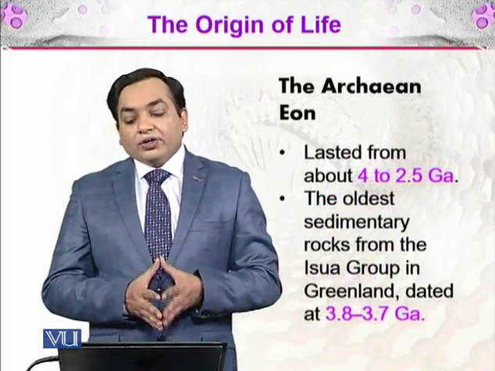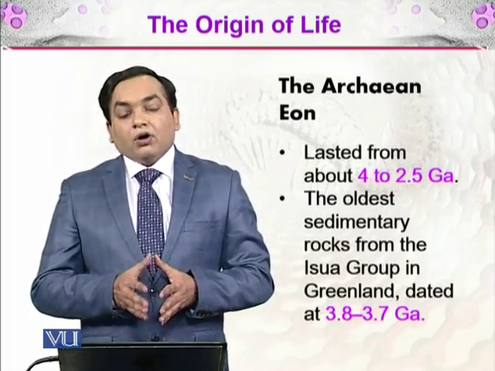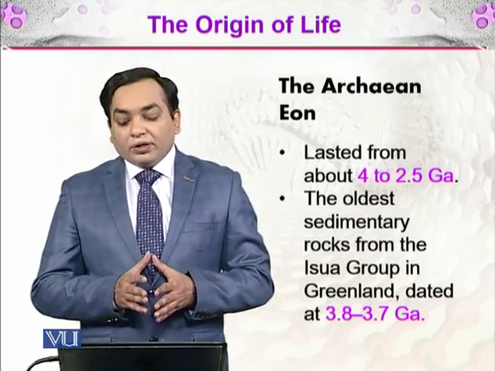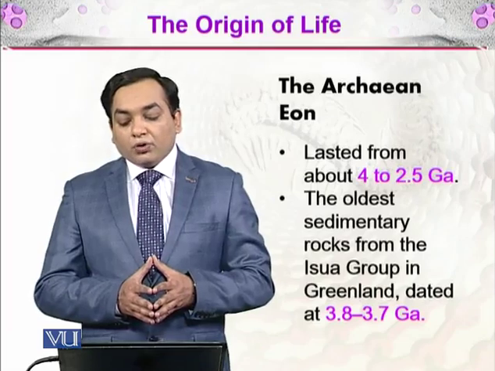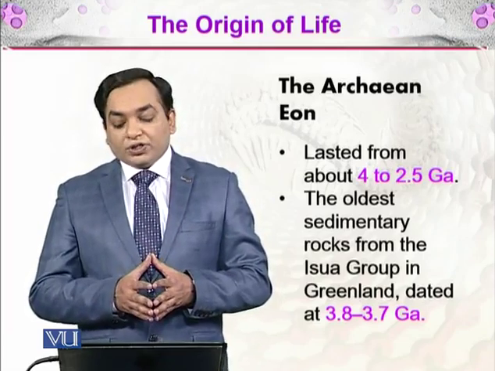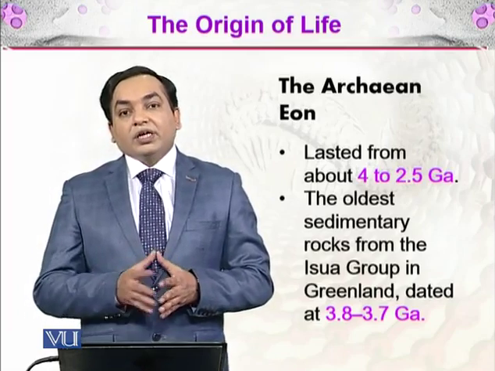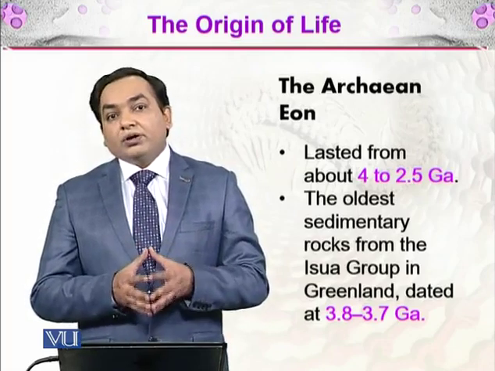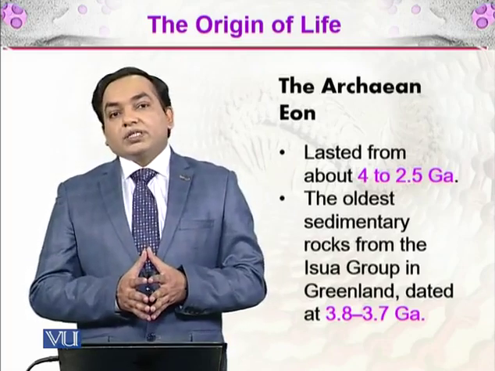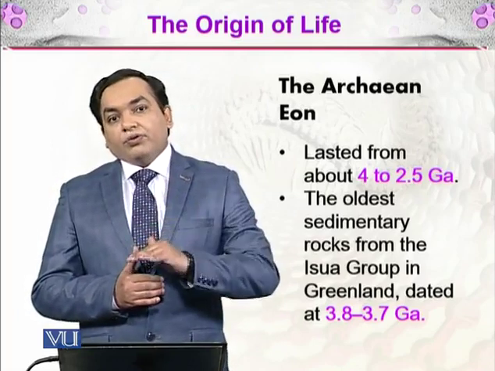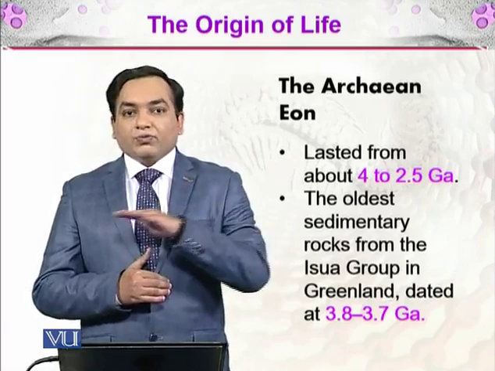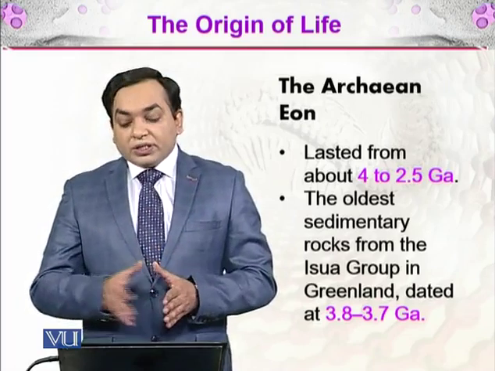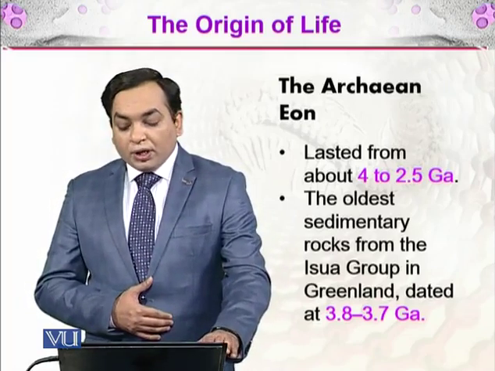After the Hadean, there comes the Archean eon. It lasted from 4 to 2.5 giga-annum, and the oldest sedimentary rocks from the Isua group in Greenland were found, which are 3.8 to 3.7 giga-annum of age. So these are sedimentary rocks. Again, what are sedimentary rocks? We discussed that when we were discussing fossilization. Sedimentary rocks are made up of sediments, right? So the first layer of sediments comes, and then a later layer, and so on. These sedimentary rocks were found in the Isua group in Greenland.